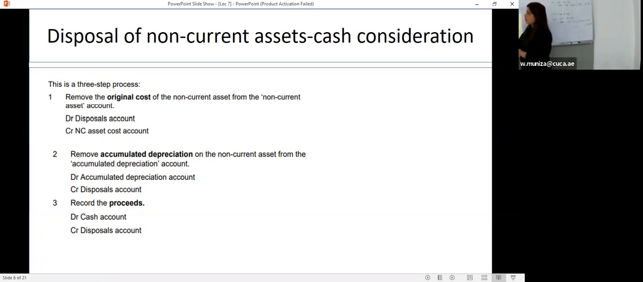Now, what have we discussed over there? If the sale proceeds are more than the carrying value, what is it? It's profit. If sale proceeds are lesser than the carrying value, it's loss. Say, for example, the cost of the non-current asset has been 800,000, which we are disposing of. Its accumulated depreciation relevant to that year has been 100,000. And sale proceeds have been 200,000.